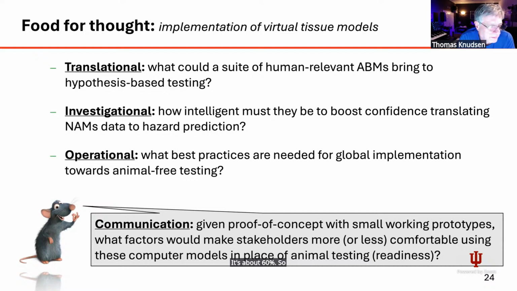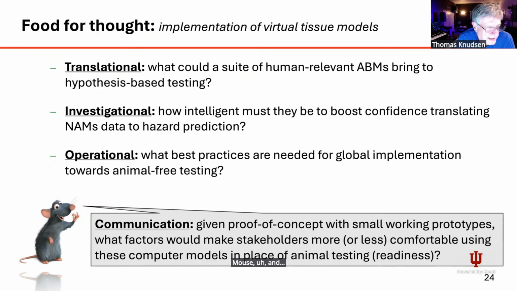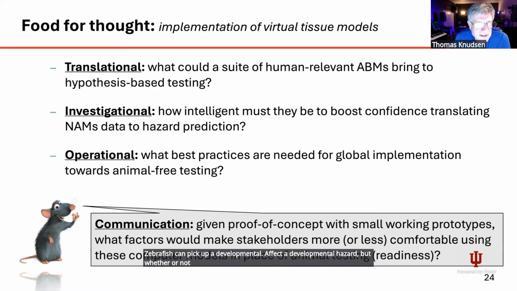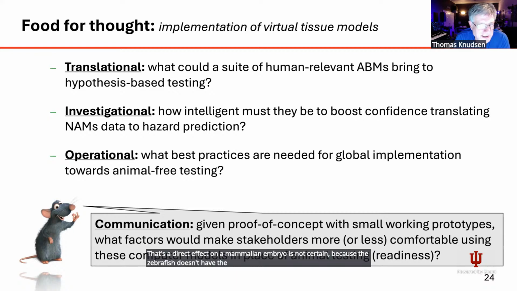So rat predicts about 60% of a rabbit, zebrafish predicts about 60% of a mouse, and you would think if you put them all together, you're going to get 100% prediction for humans. But actually, that uncertainty multiplies, and you get less certain as you start combining them, not necessarily just adding things together. So in the field, we know that zebrafish can pick up a developmental effect, a developmental hazard, but whether or not that's a direct effect on a mammalian embryo is not certain, because the zebrafish doesn't have the placenta or pregnant mother.